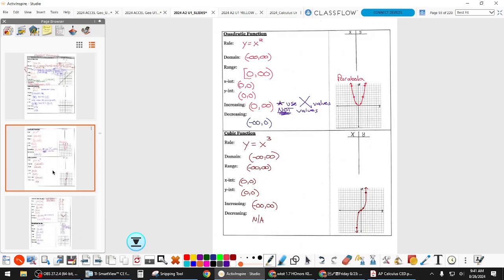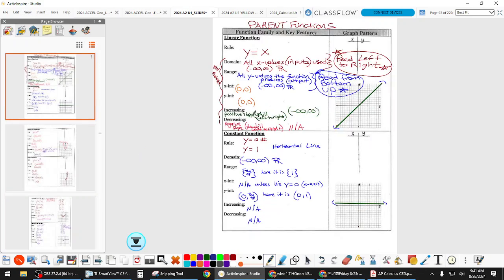For each one, we talked about domain and range, intercepts, and then intervals of increasing and decreasing. On this first one, increasing, remember, is areas where the graph is going uphill or has a positive slope. Decreasing is the opposite. So like the linear function was always increasing and never decreasing. And this gave us a chance to practice interval notation and identify domain areas.